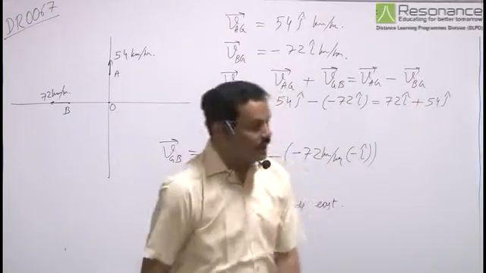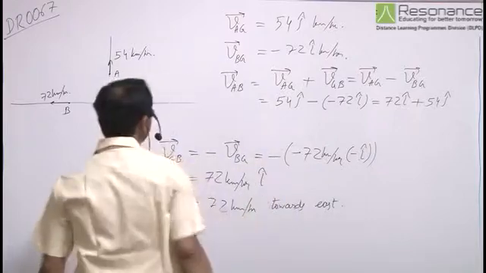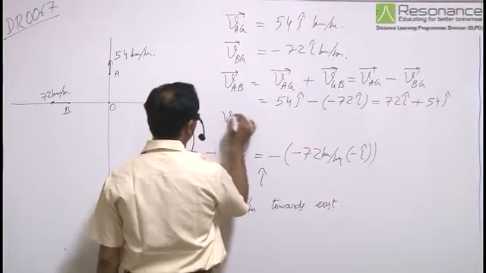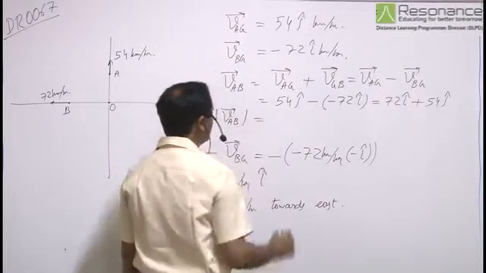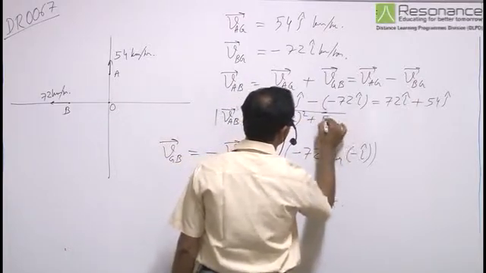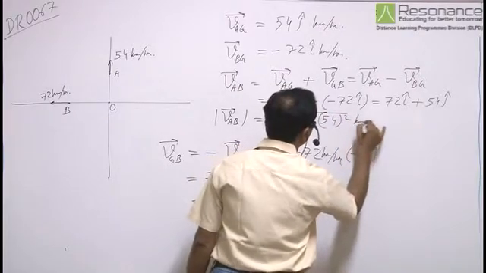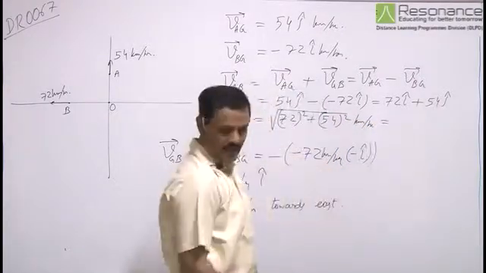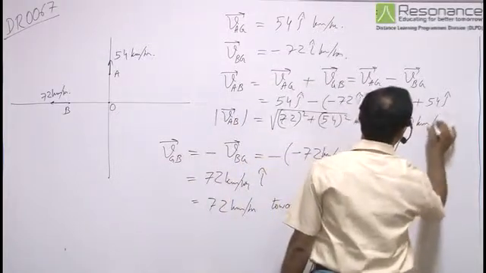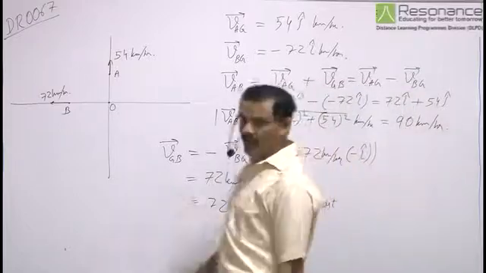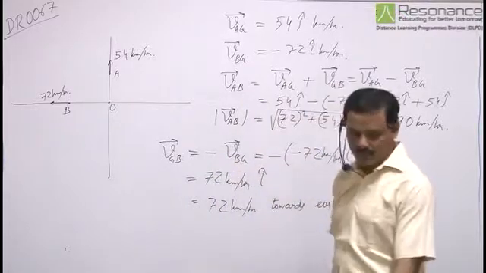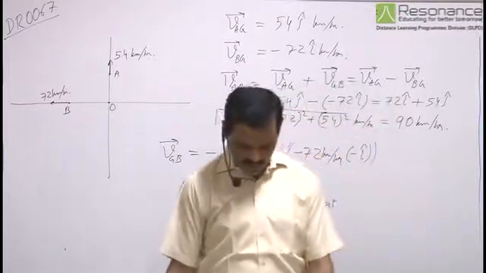Now the rate of separation of two trains. The rate of separation of two trains, that is the magnitude of velocity of A with respect to B, is under root 72 square plus 54 square kilometer per hour, and that comes out to be 90 kilometer per hour. This is the rate of separation of A with respect to B or B with respect to A. So these are the answers of this question.